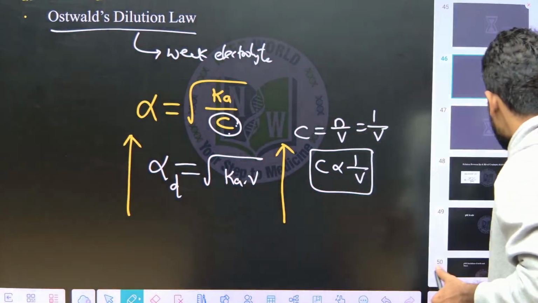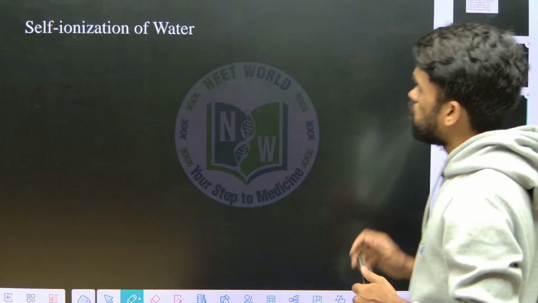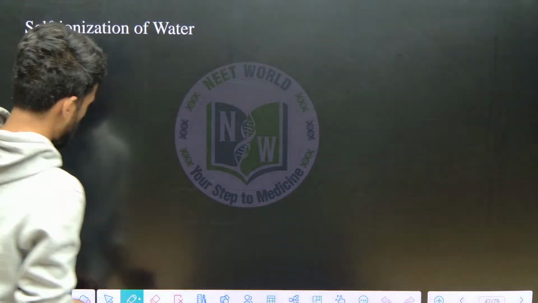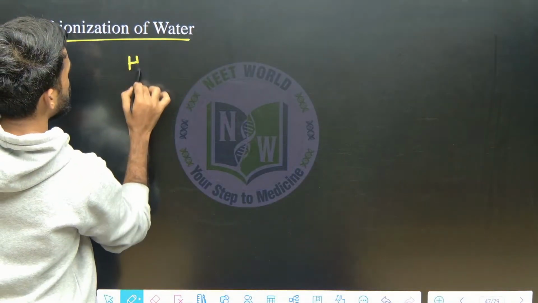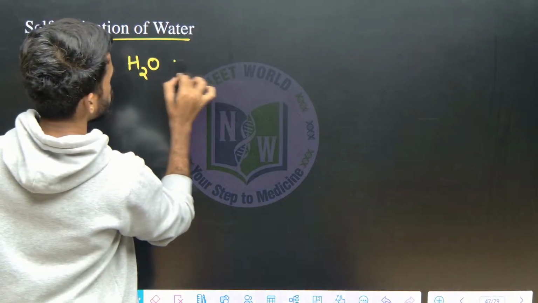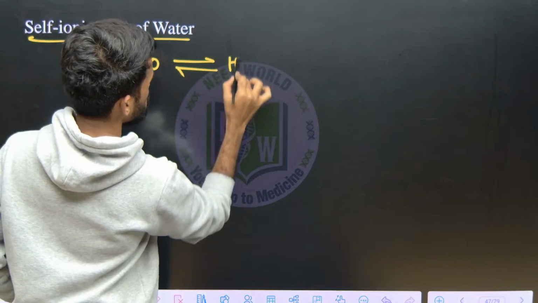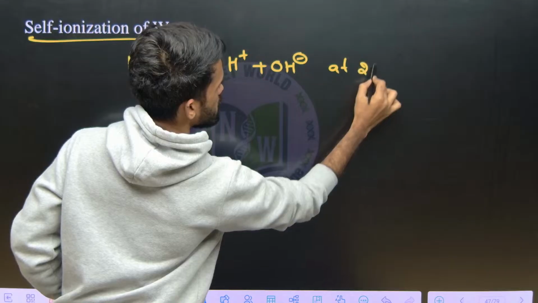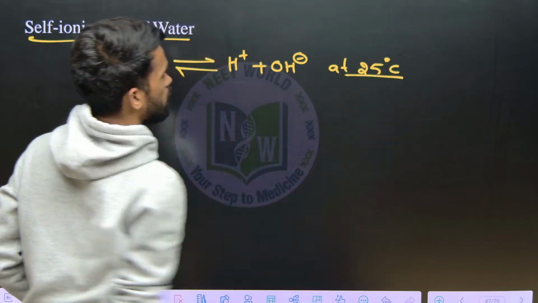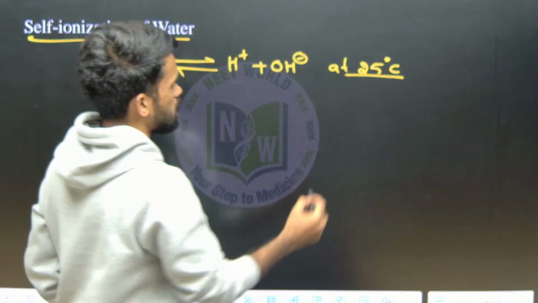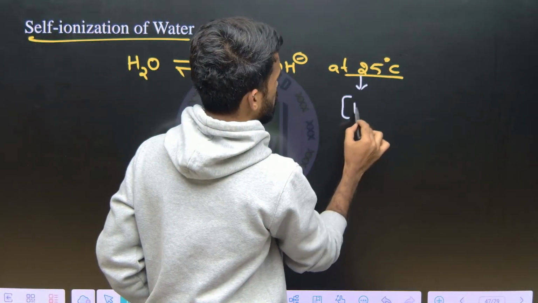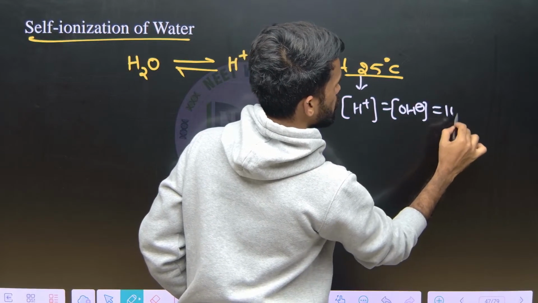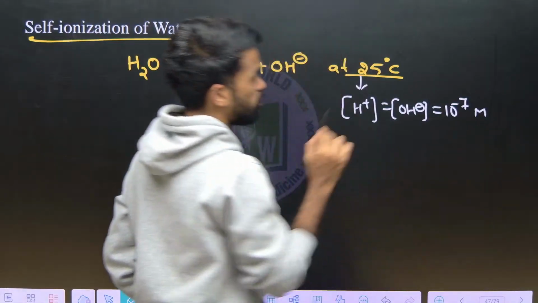Okay, right. Next. So here we have self ionization of water. What do we mean by self ionization of water? Just take water. Water is a weak electrolyte. It will dissociate into H+ and OH− ions. This is at 25 degrees Celsius I am discussing. At 25 degrees Celsius, the concentration of H+ ions and the concentration of OH− ions are found to be 10 power minus 7 molar.